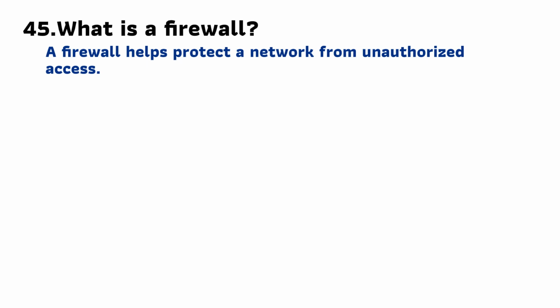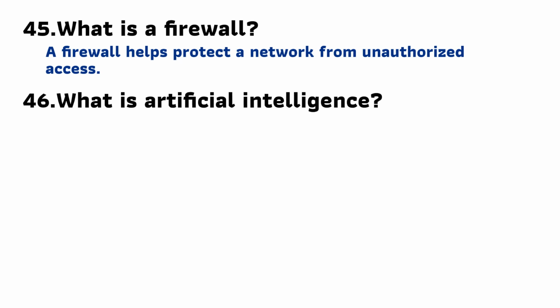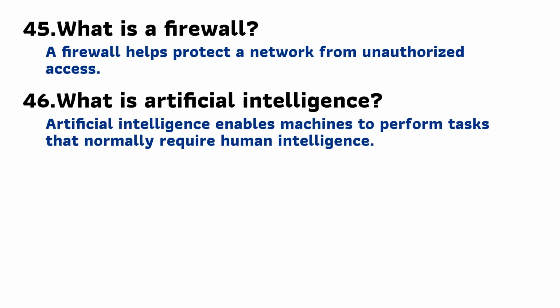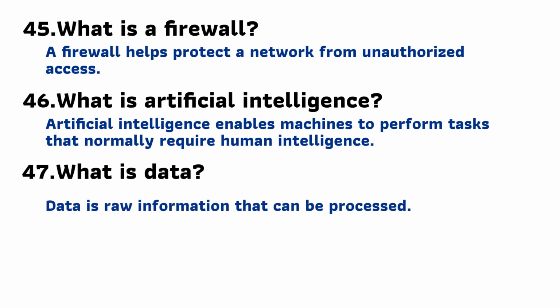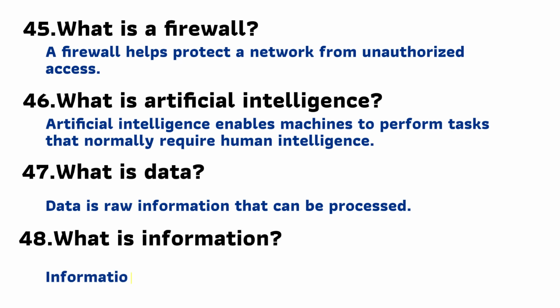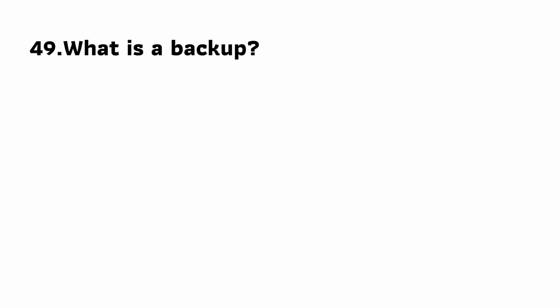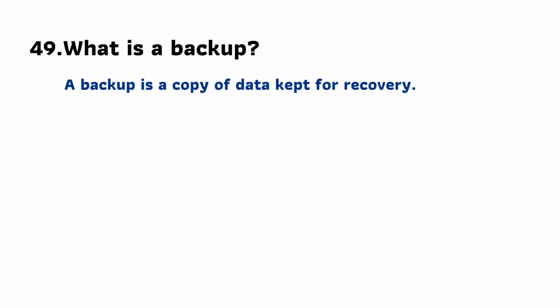What is artificial intelligence? Artificial intelligence enables machines to perform tasks that normally require human intelligence. What is data? Data is raw information that can be processed. What is information? Information is processed data that has meaning. What is backup? A backup is a copy of data kept for recovery.